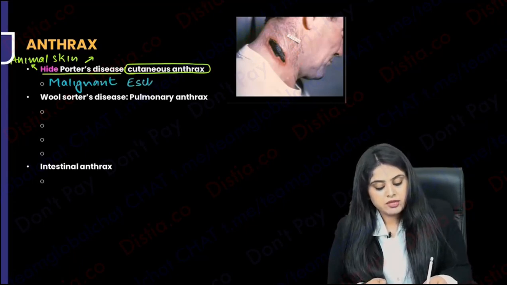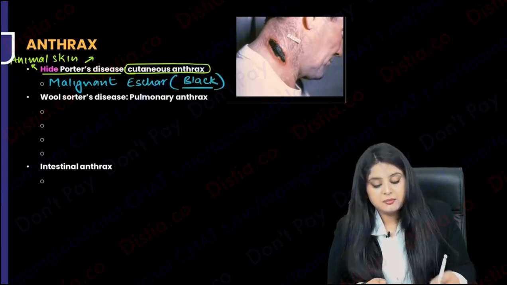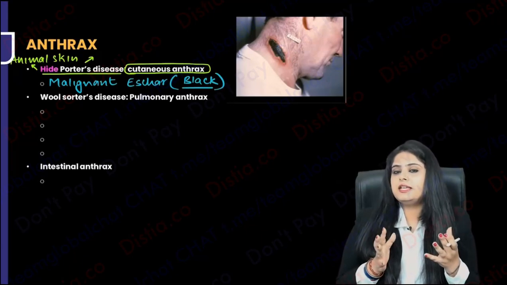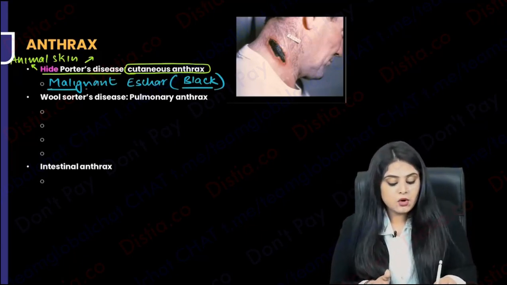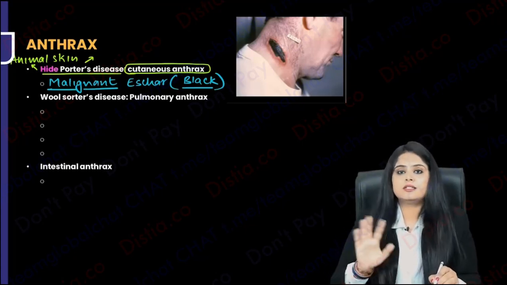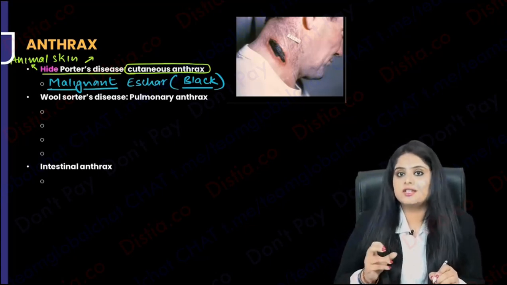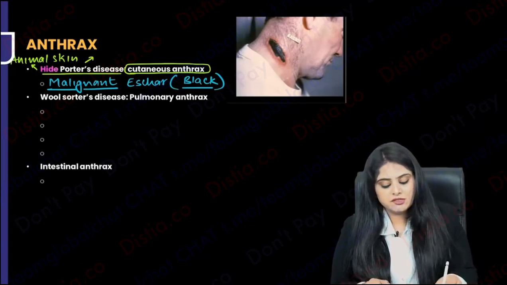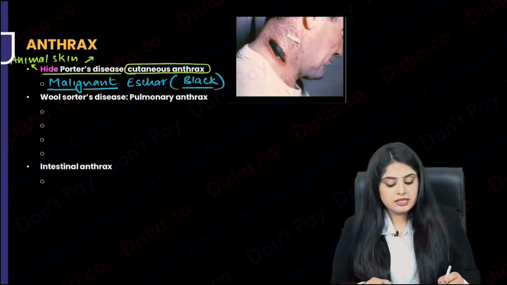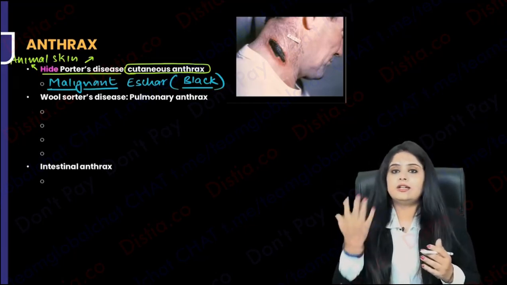First and foremost, look at the color of it. It is very, very black, and that black color looks very scary. That is why we are calling it malignant. Otherwise, there's no malignancy as such in it. But we call it malignant because it is black in color. Okay, this is if the person had a skin contact with animals.